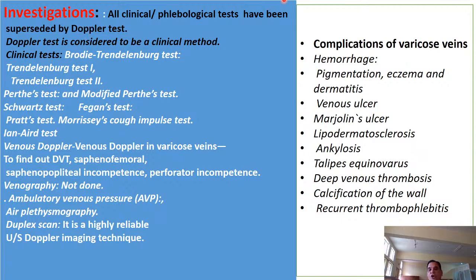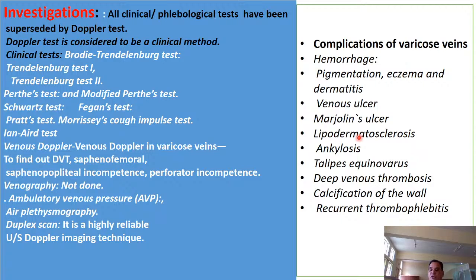Next question asked was complications. So what are the complications? Hemorrhage, pigmentation, venous ulcer, Marjolin's ulcer. Remember, Marjolin's ulcer can be a short note. What is it? It is the change of a chronic ulcer into malignant squamous cell carcinoma. This is called Marjolin's ulcer. It occurs in long-standing varicose ulcers as well as in post-burn ulcers. So this is for a short note or MCQ.